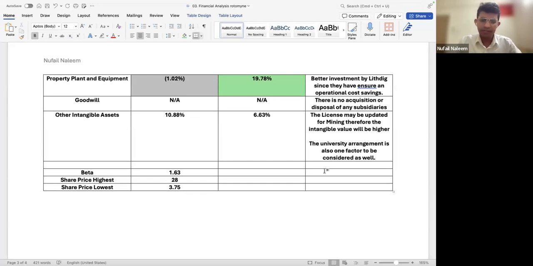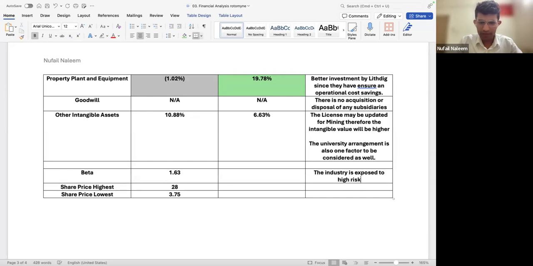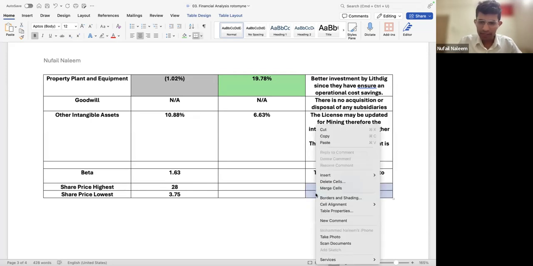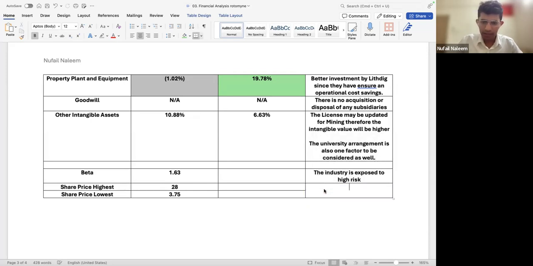The beta is 1.63. The industry is high risk, students. The industry is exposed to high risk. That is very practical and very clear. Share price has gone to 28 and the lower range. So can I write down here high margin, high standard deviation? The standard deviation in this case is very high.